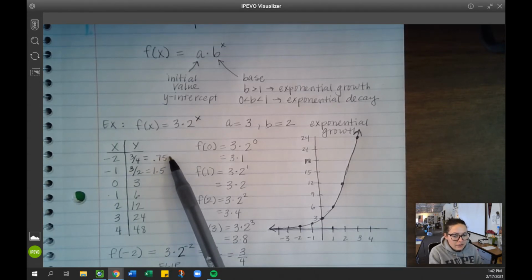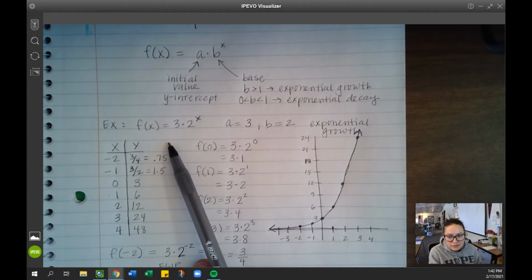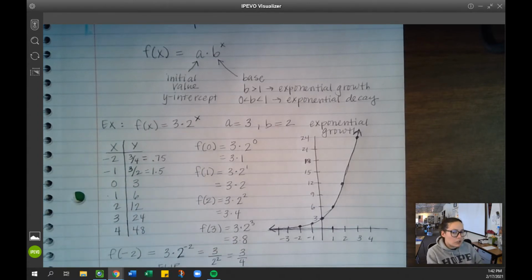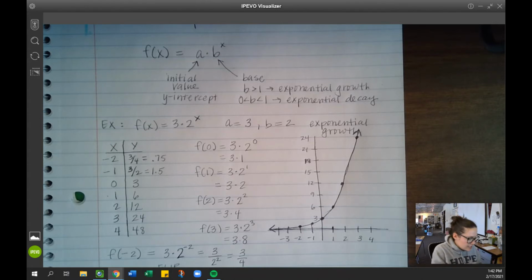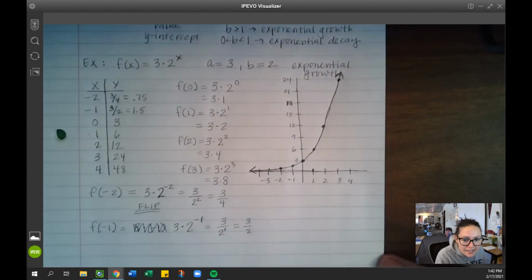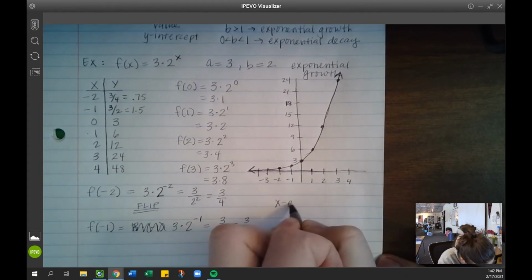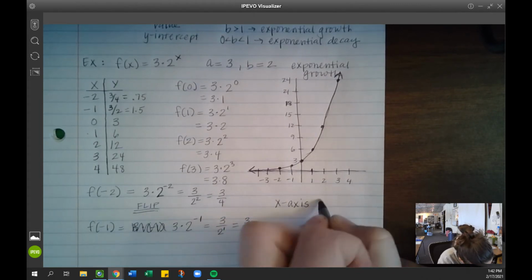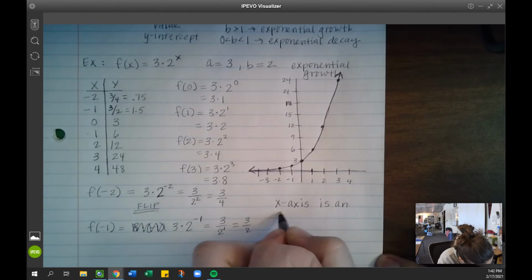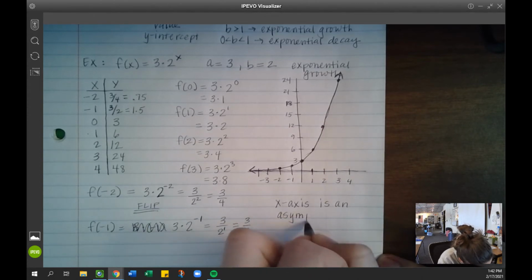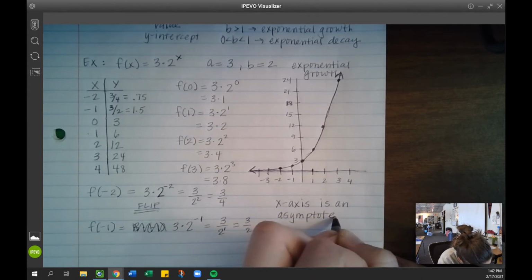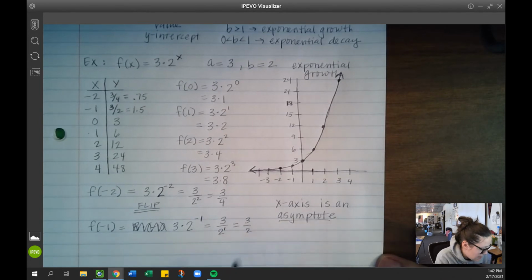So if I cut it in half, it's 0.375. If I cut it in half again, it's a smaller decimal and a smaller decimal, a smaller and smaller and smaller decimal, but we never actually get to 0. So in this case, we would say that the x-axis is an asymptote.